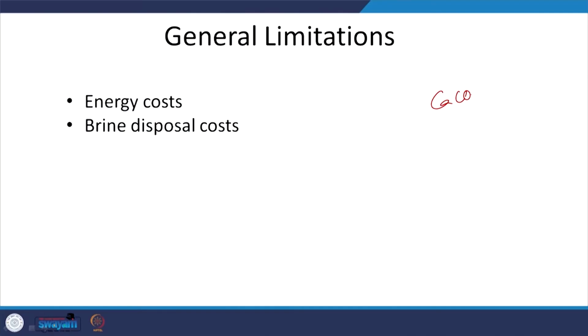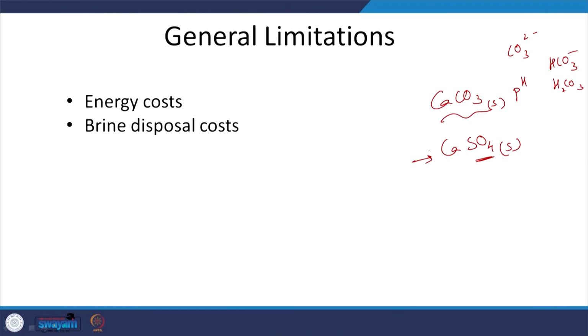And also for RO, you need to add anti-scaling agents or look at removal of the scales like CaCO3. This is reversible with pH. CO3 2 minus, if I bring down the pH, becomes HCO3 minus or H2CO3. But if I have the solid precipitated out as CaSO4, you know that at almost all the pH range SO4 2 minus will stay as SO4 2 minus. So, it is difficult to remove this. So, this is irreversible fouling versus reversible fouling. So, these aspects also need to be taken into account when you are looking at operating the RO.